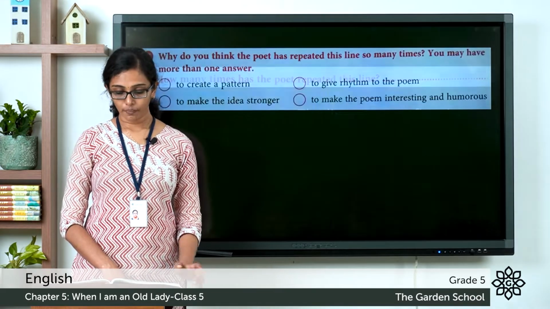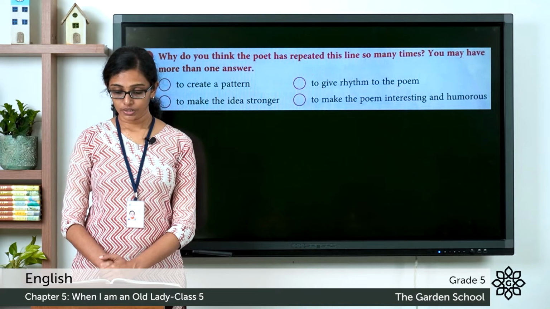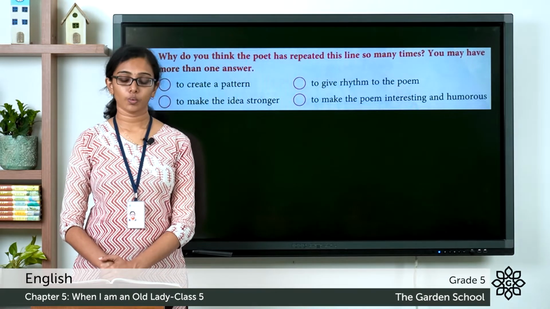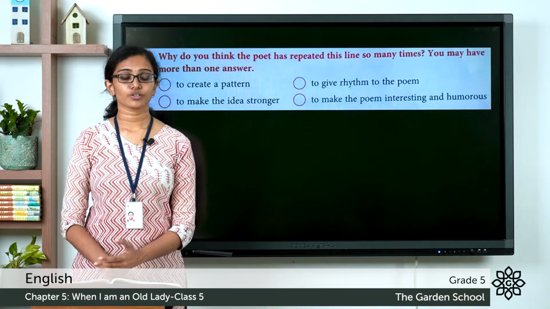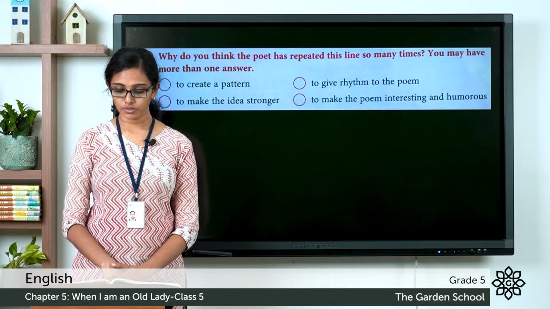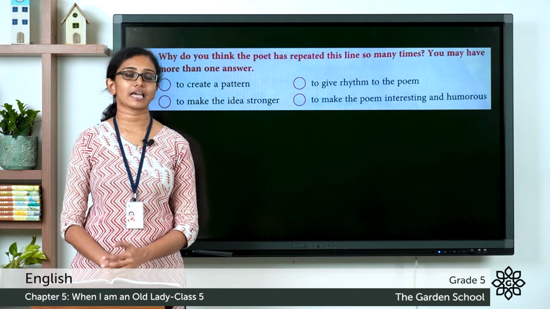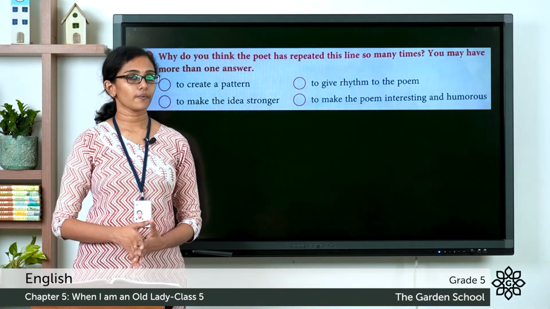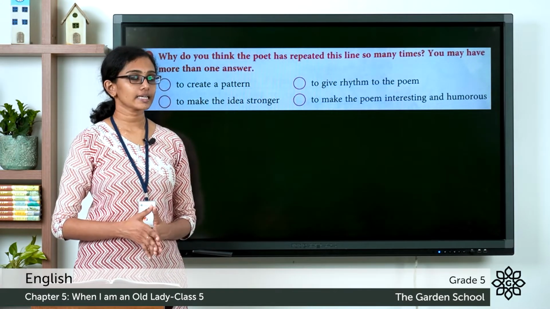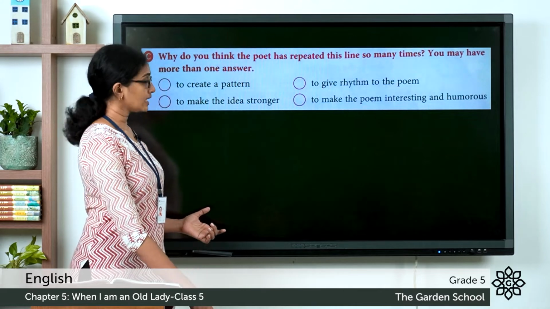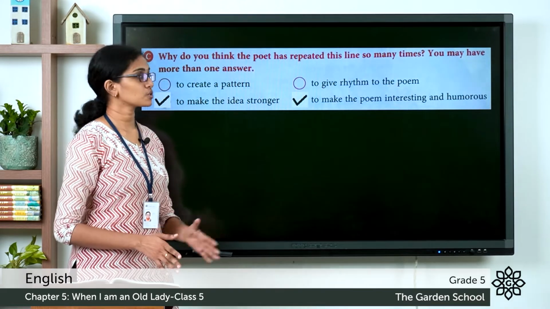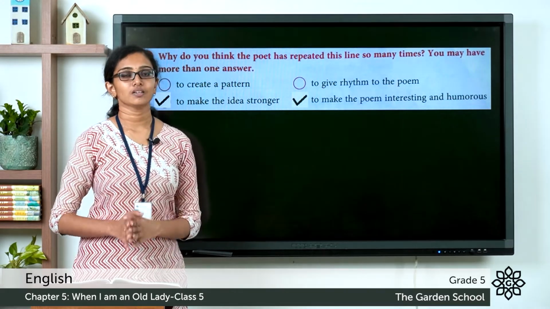Why do you think the poet has repeated this line so many times? You may have more than one answer. Is it to create a pattern, to give rhythm to the poem, to make the idea stronger, or to make the poem interesting and humorous? So why do you think the poet used the lines again and again? It's to make the idea stronger as well as to make the poem interesting and humorous.